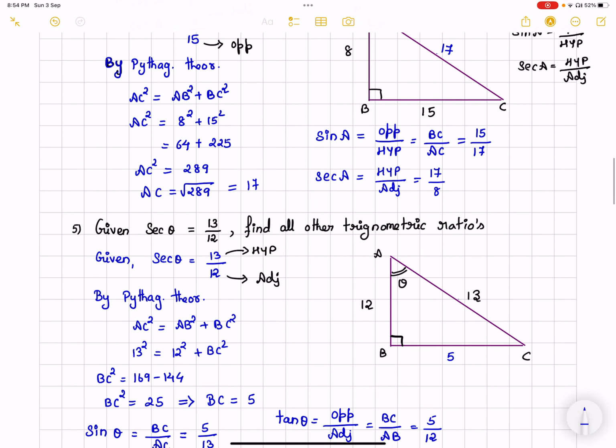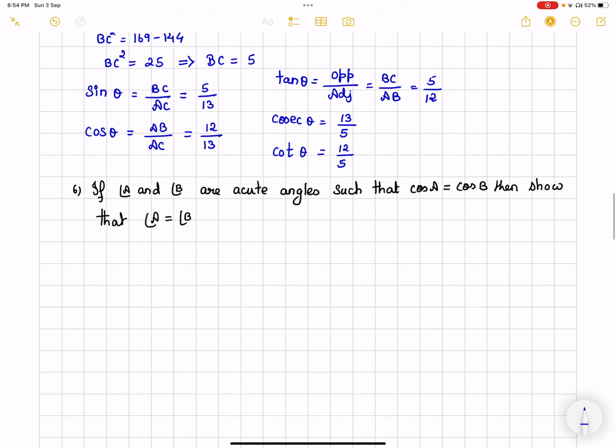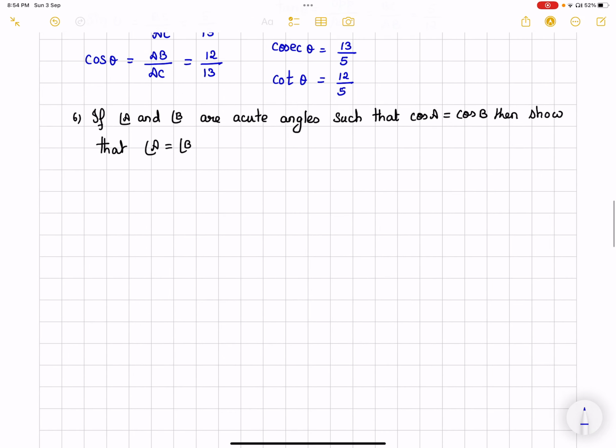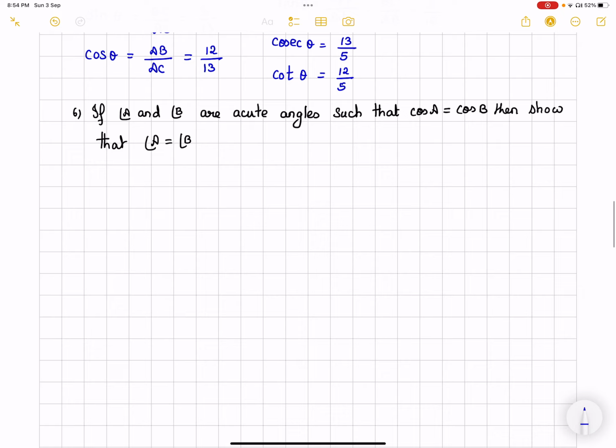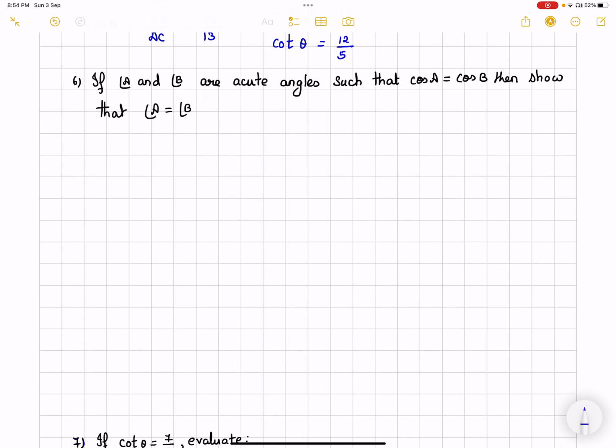Hello everyone. In this video, we will be continuing with the problems which we did previously using trigonometric ratios. So let's continue with those problems based on trigonometric ratios. In this question, we have: if angle A and angle B are acute angles such that cos A is equal to cos B, then show that angle A is equal to angle B.